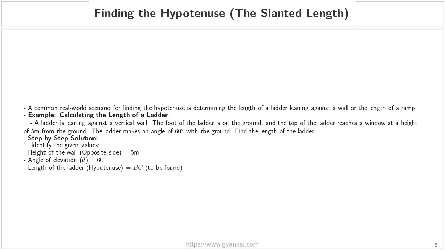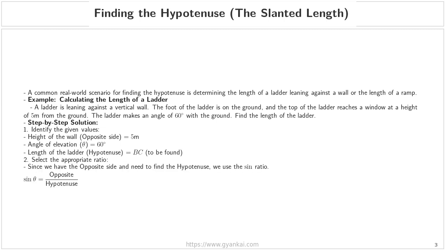First, we need to identify our given values. Looking at our triangle, the height of the wall represents our opposite side, which is 5 meters. The angle of elevation, theta, is 60 degrees. The length of the ladder is our hypotenuse, which we will call BC, and this is the value we need to find. Second, we must select the appropriate ratio.